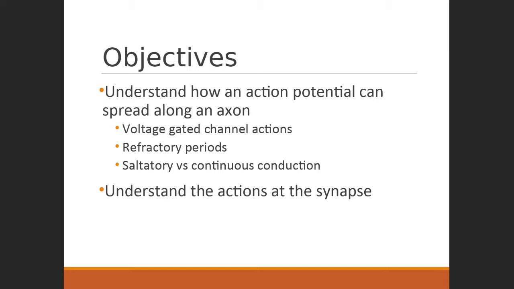So we're going to have to understand how that action potential spreads along an axon. And that's going to be by looking at the actions of the voltage-gated channels along the way, and how it can go from point A to point B, either by saltatory or continuous conduction. And we're going to look at the factors that encourage one directional flow of this information. And that's going to include the refractory periods.